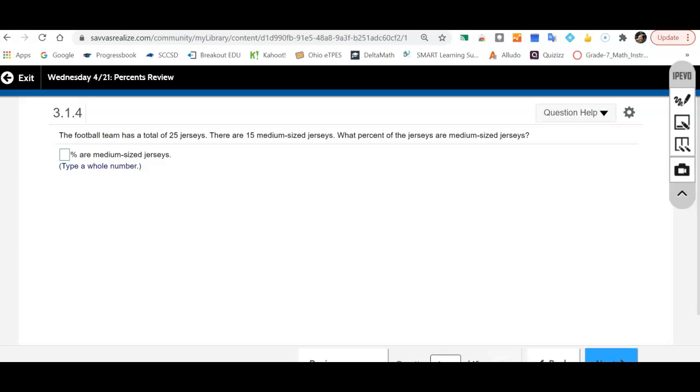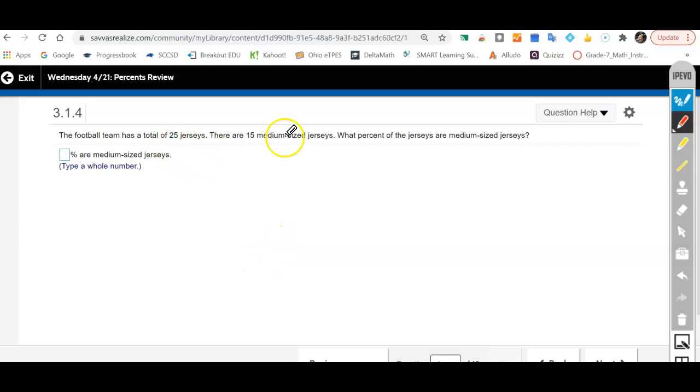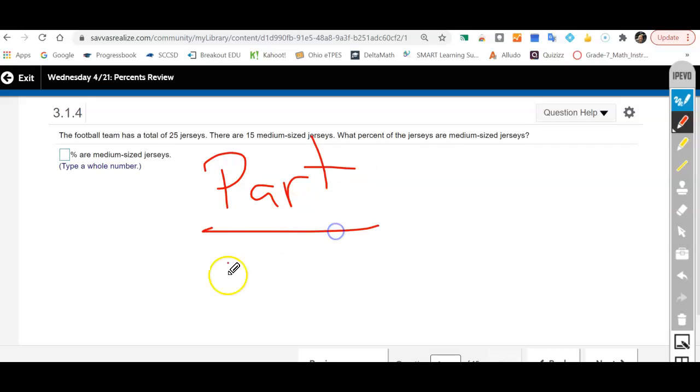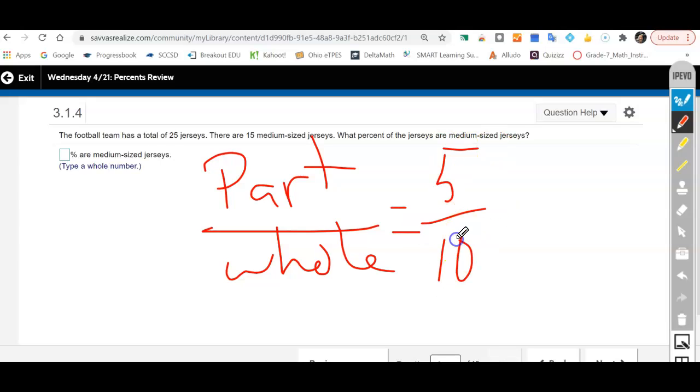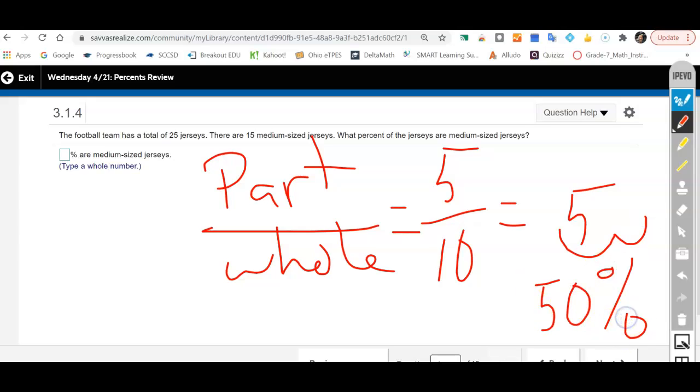So you could also be given a problem that is part and a whole, and on these you go part over whole. You go part divided by whole. So let's say I've got 5 and 10. Say 5 of the 10 pizzas are pepperoni. 5 divided by 10 is 0.5, but that's not my percent. Remember, we now have to change our decimal to a percent. So we move that decimal 2 places to the right. So that would also be 50%.